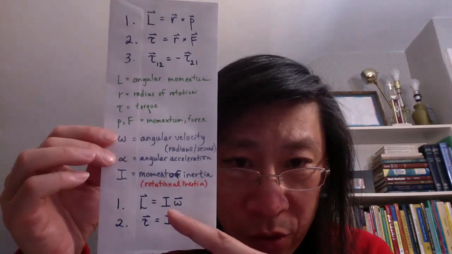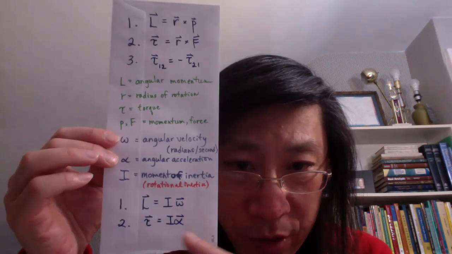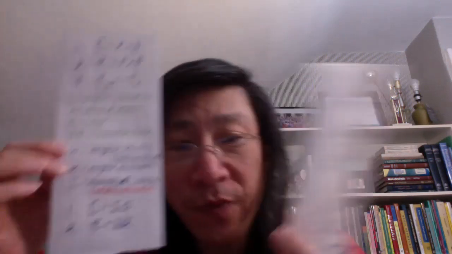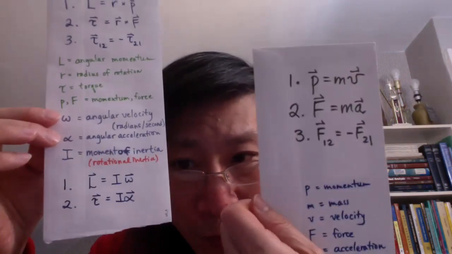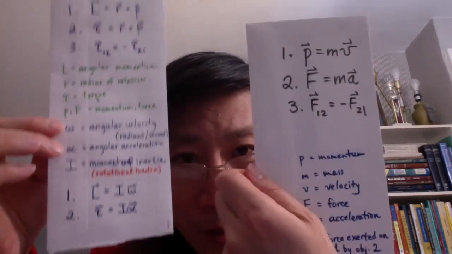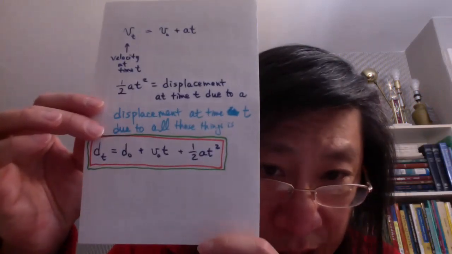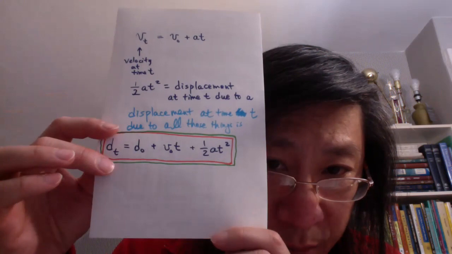And then if you use this concept of a moment of inertia, you can even write them just like F equals ma and P equals mv, right? This is super, super nice. Oh my gosh. And then from that, you can do all kinds of calculations. And then you have the displacement, right? Just as we had in the linear displacement, d sub t equals d0 plus v0t plus 1/2 at squared.